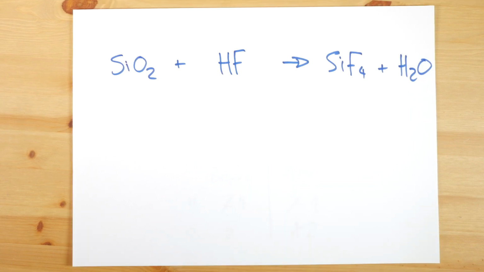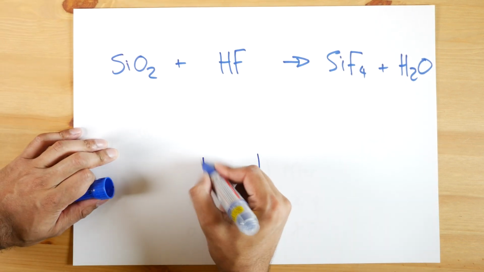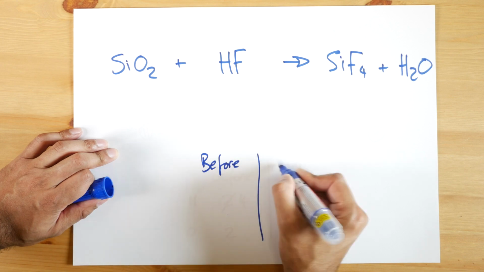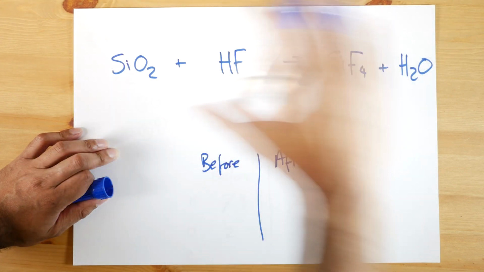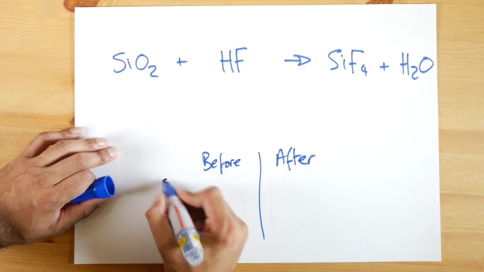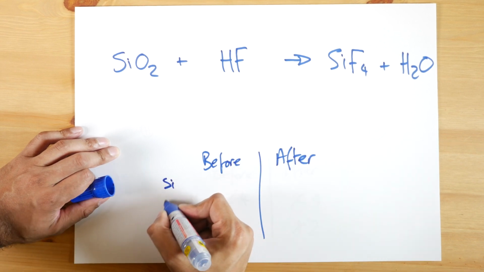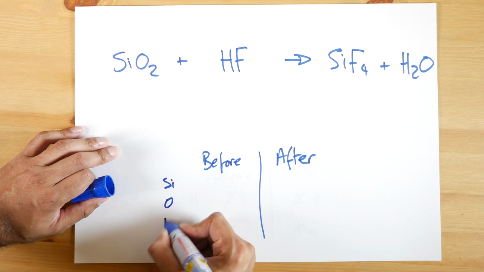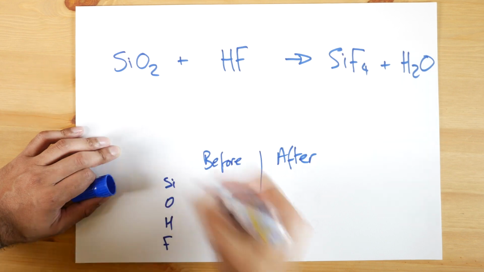Let's look at another one. We've got SiO2 plus HF giving you SiF4 and H2O. So as before, we need a before and after. And remember, the idea is we can change one side and then change the other side and keep going backwards and forwards. But let's just have a go at this, and let's see where it takes us. So we've got Si, we've got O, we've got H, we have F. These are all the different atoms. Si, we've got 1 before.